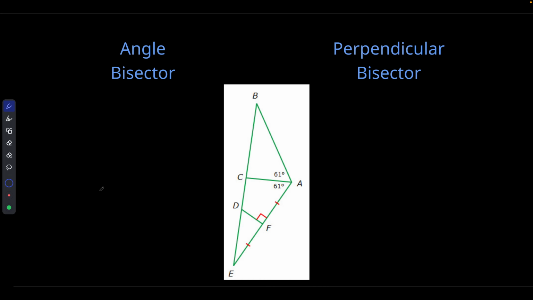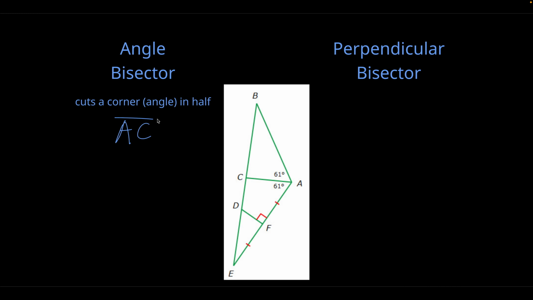Okay, two more new words for today. Angle bisector, perpendicular bisector. Okay, bisector is exactly what it sounds like. To bisect means to cut, right? So an angle bisector cuts a corner or an angle in half. Okay, so in this drawing, we would say that AC is an angle bisector because it's cutting this corner into 61 and 61.